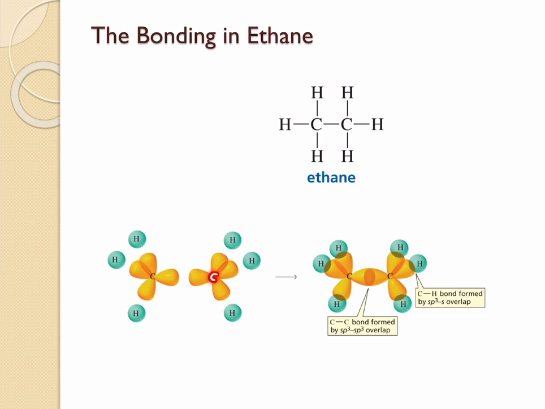And the same thing is going to happen with this carbon. So this carbon again has got 4 sp3 hybridized orbitals, and 3 of them will be used to form the bond with 3 hydrogens. Now, all of these bonds that you see here in ethane are sigma bonds, which are cylindrically symmetrical and also formed by end-on orbital overlap.